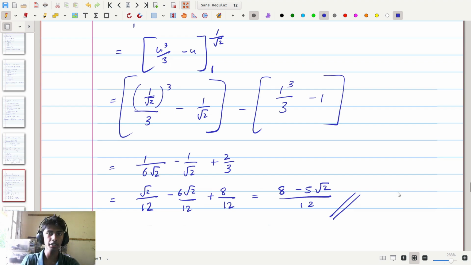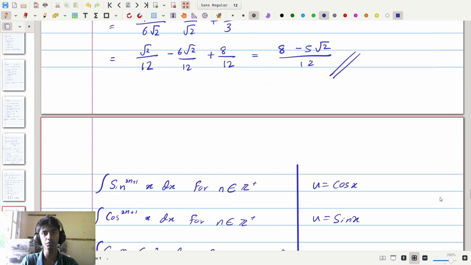Before we continue to the next lesson, I'm going to be showing you some more integrals. These integrals can be solved by u substitution.